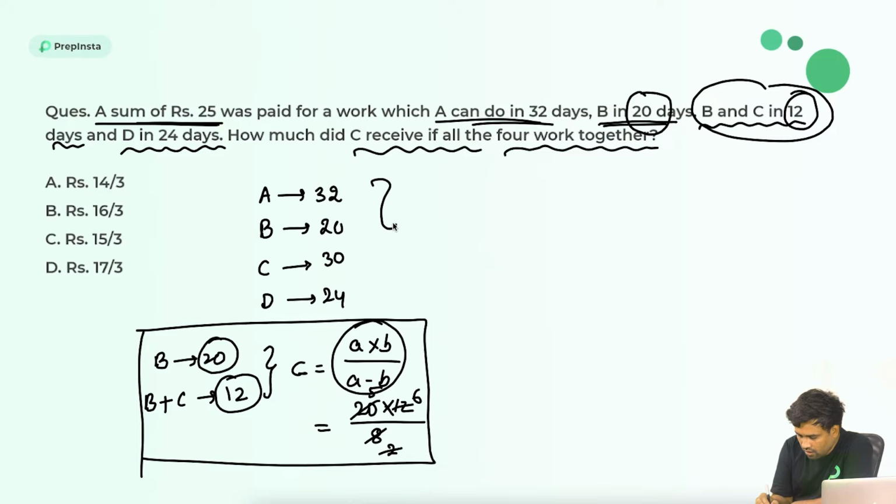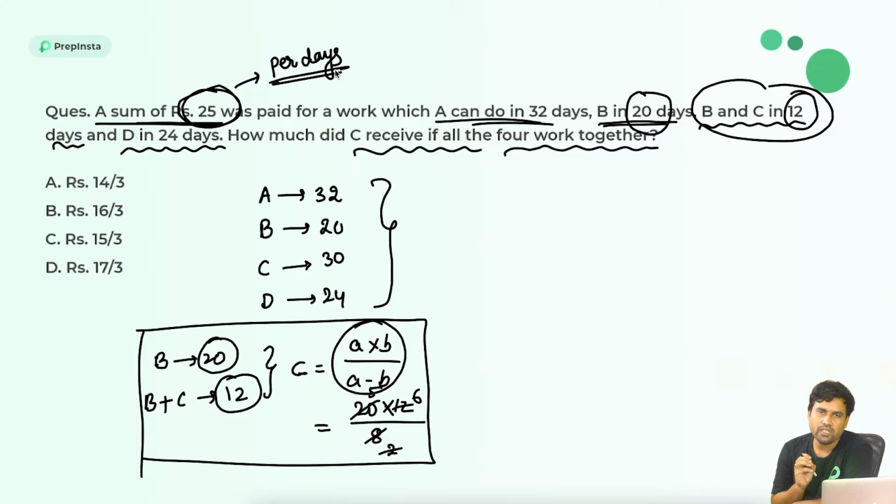Simply, in order to divide the amount between them, you need to know what is the per day work by the people. In order to do that, I always use the LCM method to do these type of problems. See, what is the LCM of 32, 20, 30 and 24? If you see, 32 is nothing but 8 into 4, right? So it's having more number of 2's. So 32 will be the LCM for all the even numbers of the given pattern.